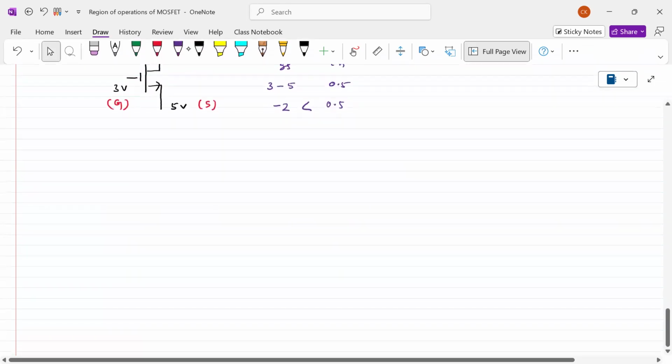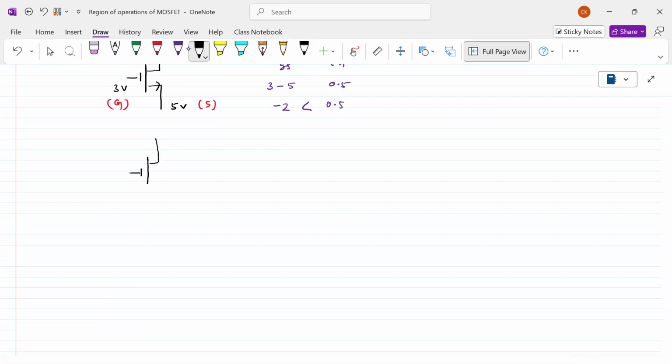Okay. Next, look at this. This is minus 2. Minus 1. Minus 0.5. Now, can you please tell me, I have not mentioned which one is the gate, which one is the drain, which one is the source. I have given these fixed potentials and you should say whether it is cutoff, linear, or saturation.